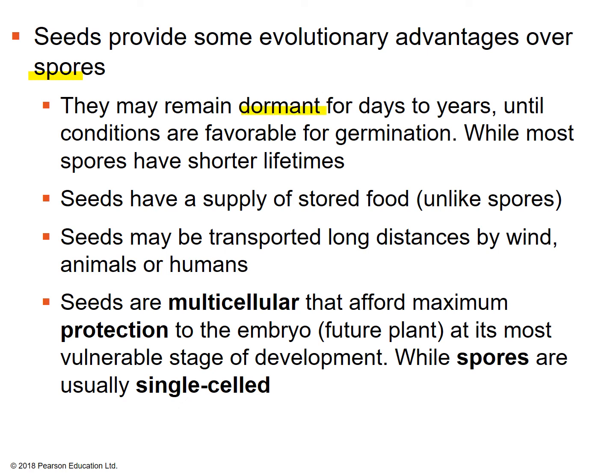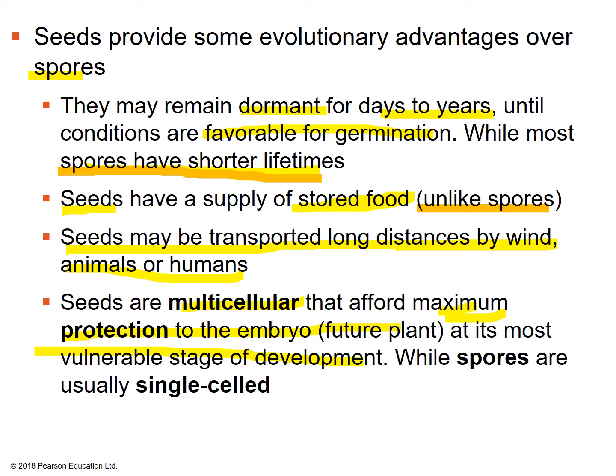They may remain dormant for days to years until conditions are favorable for germination, while most spores have shorter lifetimes. Seeds have a supply of stored food, unlike spores. Spores are single-celled. Seeds may be transported long distances by wind, animals, or humans. Again, this is not a great difference between the two, seeds and spores. Seeds are multicellular and afford maximum protection to the embryo, which is the future plant, at its most vulnerable stage of development, while spores are usually single-celled.